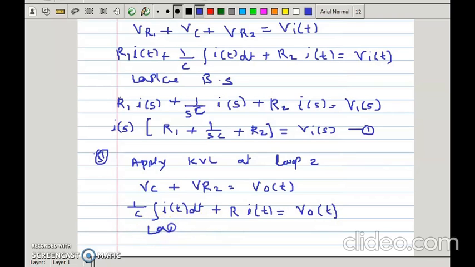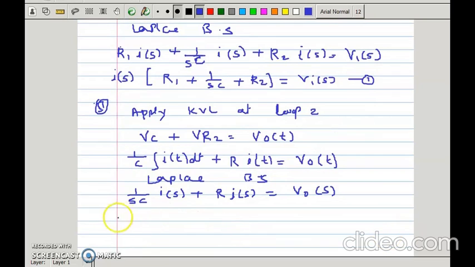Let's take Laplace both sides. Okay, so it becomes 1 upon SC I of S plus R I of S is equal to Vo of S. Okay, let's take common. What is the common here? I of S is common, so I of S we are taking common here. So 1 upon SC plus R is equal to Vo of S. Okay, this is equation number 2.